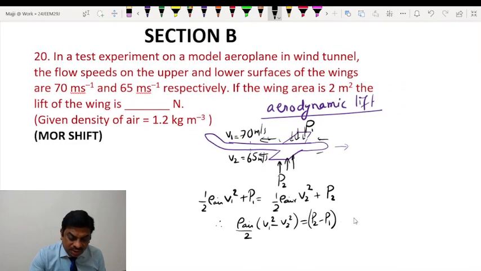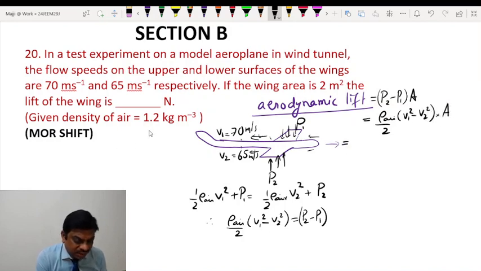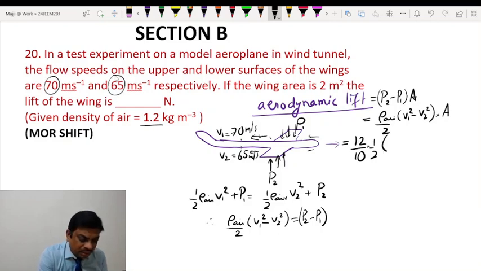If you multiply it by area, you will get the aerodynamic lift. So aerodynamic lift will be P2 minus P1 into area. So P2 minus P1 is density of air by 2 into V1 square minus V2 square into surface area. Now density of air is given as 1.2, that is 12 by 10 upon 2, into V1 square minus V2 square.